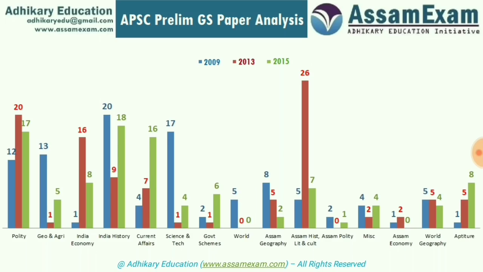Then the other thing: government schemes, world and Assam geography, quite a number of questions come, but you can see around 5 to 6 questions. If you know about Assam's hills, Assam rivers, Assam national parks and all those things, then mostly your Assam geography part will be covered.